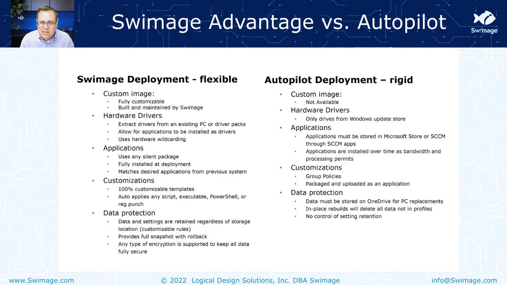On the Autopilot process, a little more rigid on that. If you really want to maintain your data on a PC replacement, you have to have it in OneDrive. There's no process in Autopilot to go directly from PC to PC or even to some type of external storage. You have to have it in OneDrive for it to get restored. If you're doing an in-place rebuild, it does delete all your data. You can retain just the data in your profile. Anything outside of your profile is gone. It's unrecoverable at that point. So you do have some risk in data loss if you're storing data outside of your standard profiles.